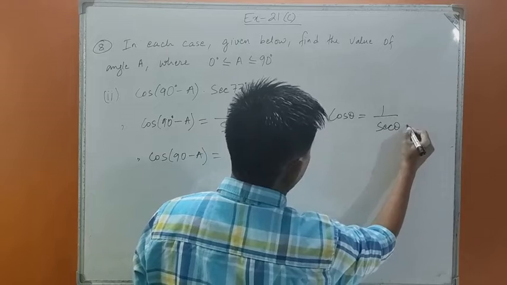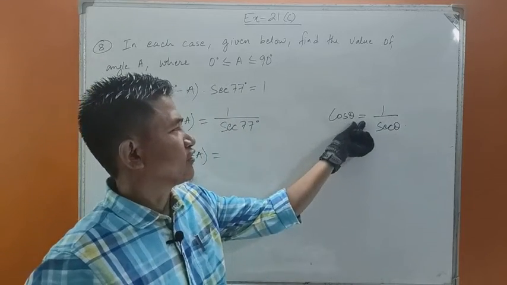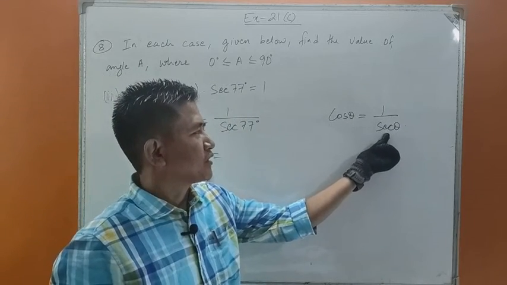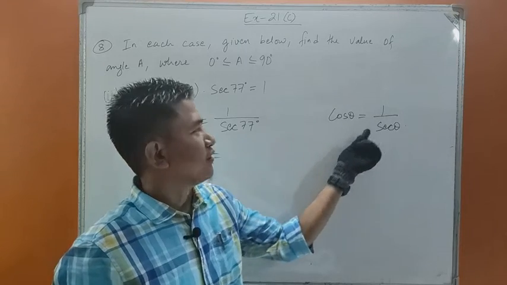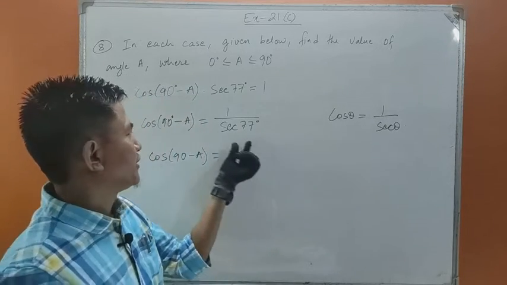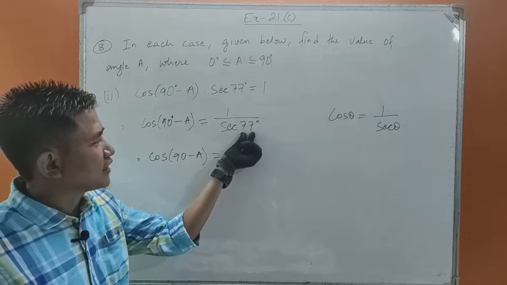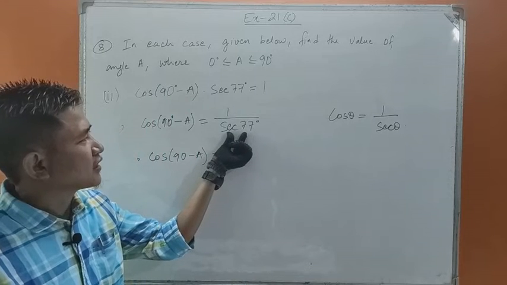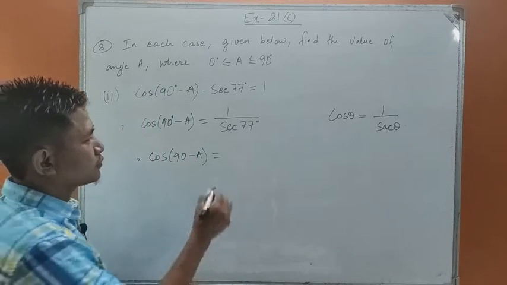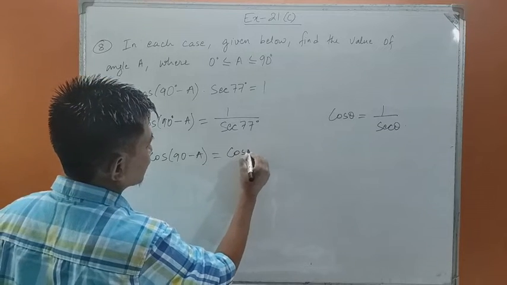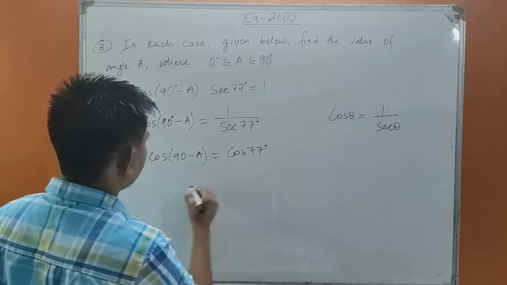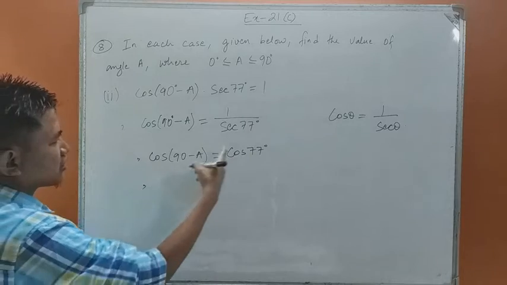Cos theta equals 1 upon sec theta, which means if you take sec theta to the numerator, it becomes cos theta. So this sec 77, theta is 77 here. If you take this sec 77 to the numerator, it becomes cos 77 degree. Now we cannot cancel cos.